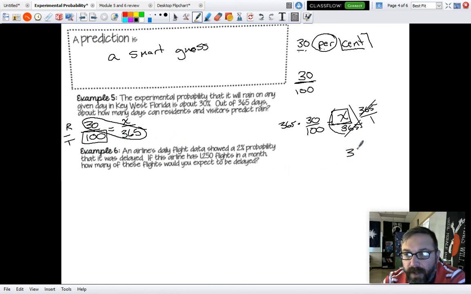Okay, so let's go on ahead and do this. 365 times 30. 0 times anything is 0, but I'm going to hold it here because that's my tens placeholder. 3 times 5 is 15, carry the 1. 3 times 6 is 18, plus the 1 is 19. So carry the 1. 3 times 3 is 9, plus the 1, 10. So 10,950. But I'm not done. I have to divide by 100.